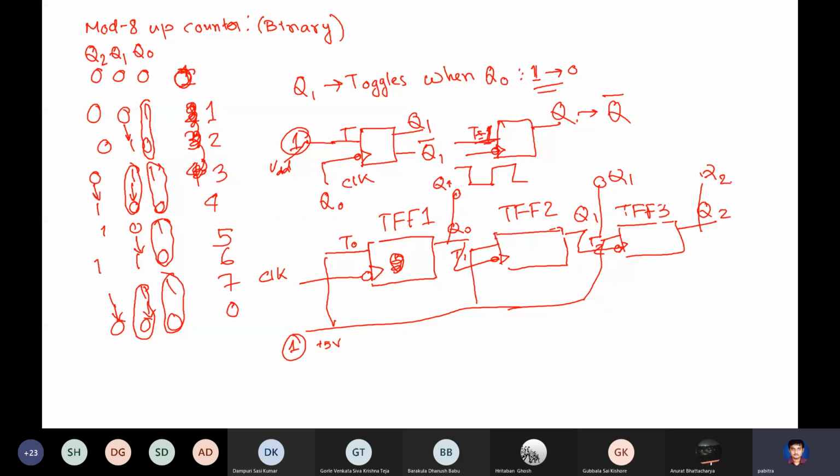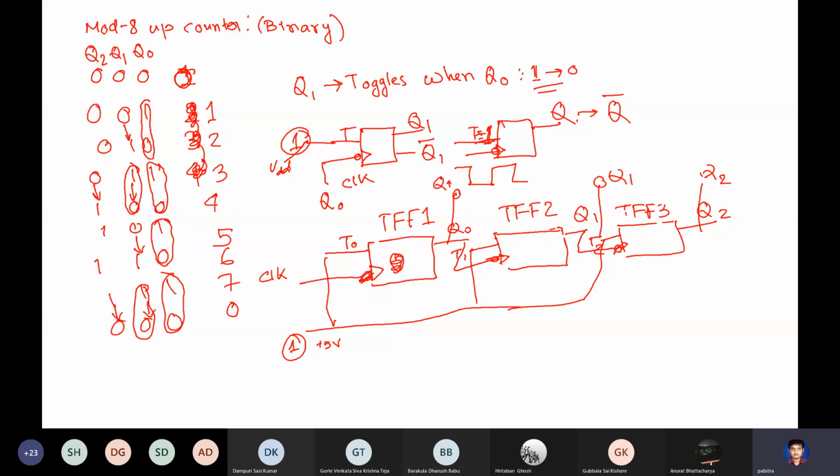What is the change that we require? All we need to do is to replace this negative edge triggered flip-flop with a positive edge triggered flip-flop, because I'm looking at transitions 0 to 1, up edge transitions, leading edge transitions. So I would have a flip-flop which is not complemented, not low active, a positive edge trigger. Then I'd get a down counter.